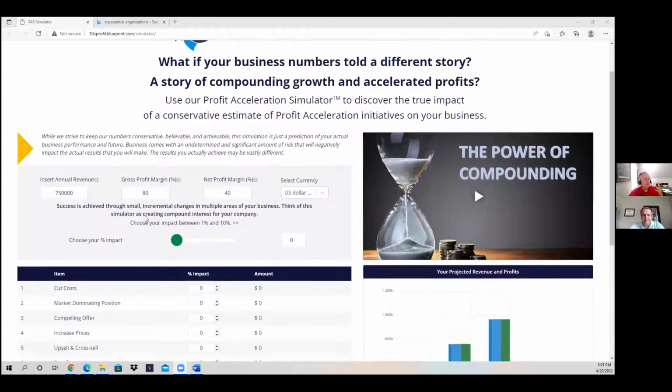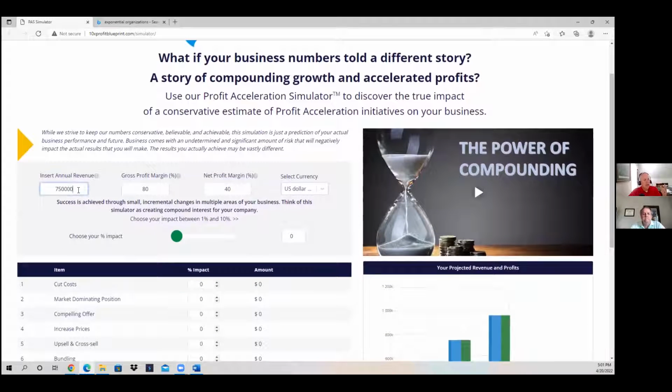So we just set up a fictitious company: $750,000 in revenue, gross profit margin at 80%, meaning how much of your cost of goods sold. And then your net profit margin after you had all your overhead is 40%. That's a typical business you and I have dealt with, an electrician type business. It could be a dental practice. It can be several different types of business, but those are decent numbers: $750,000 in revenue, 80% gross profit margins.